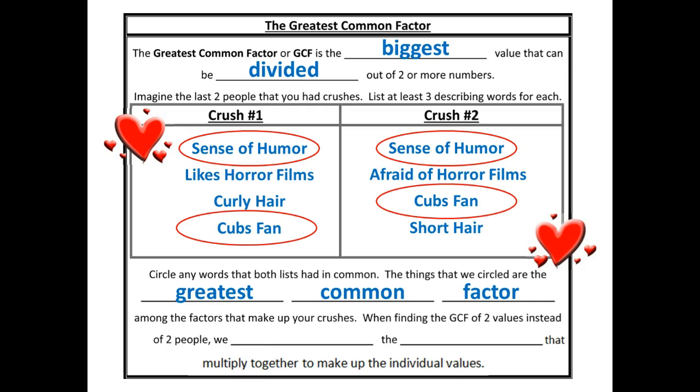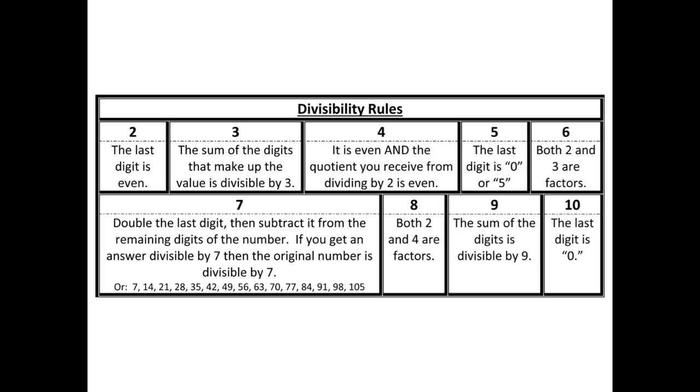When finding the GCF of 2 values instead of 2 people, we list the factors that multiply together to make the individual values. We do this by looking at our divisibility rules. Although a calculator can be very helpful while simplifying fractions, divisibility rules are a great mental math trick. If the last digit is even, I can divide by 2. If I add up the digits that make up the value, so let's say 12, 1 and 2, 1 plus 2 is 3. If that sum is divisible by 3, then the whole value is divisible by 3.